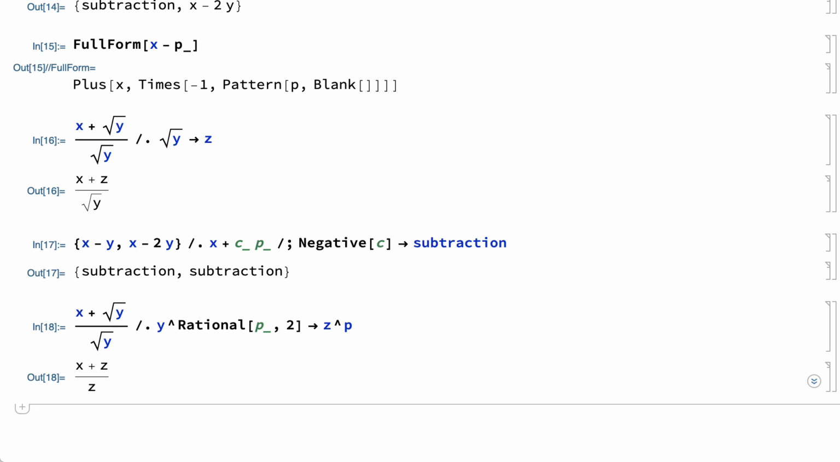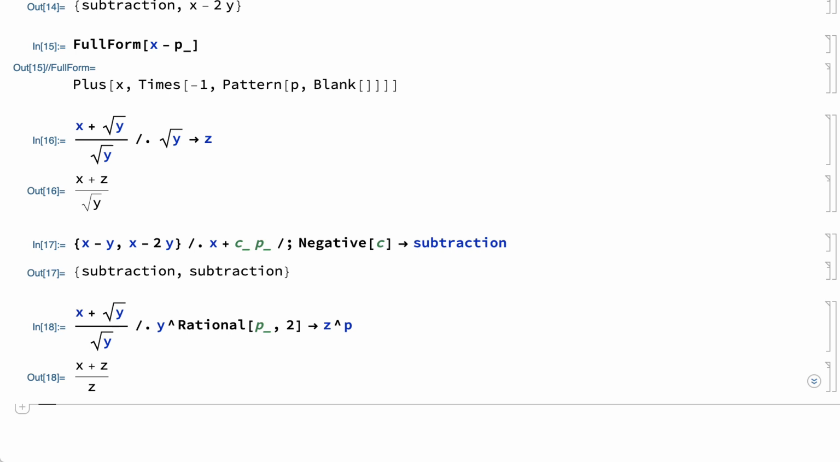The rule in the first input replaces the sum of x and anything with a negative coefficient, which will make a replacement for anything subtracted from x. And the rule in the second input replaces any rational power of y, where the denominator of the power is 2, which will replace any power of a square root.